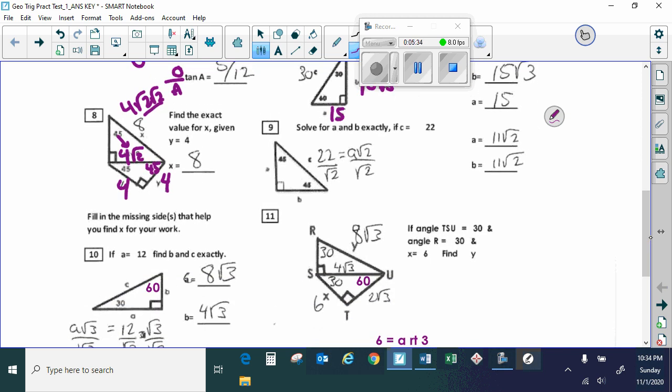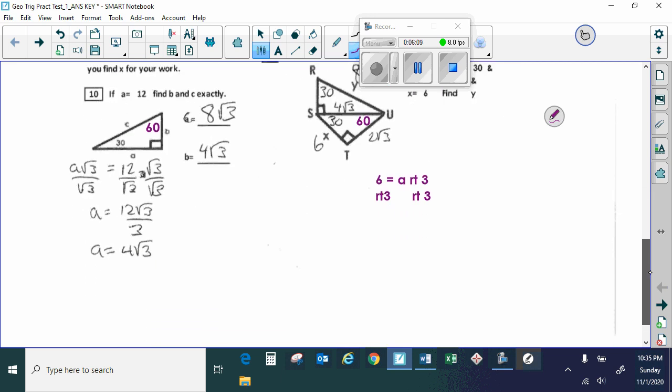Number 9 is specifically just a 45, 45, 90, and given that C is 22, remember we set that equal to A root 2, divide by root 2 on both sides, and then rationalize. So I multiply by root 2 over root 2, and I get 22 root 2 over 2, which simplifies down to 11 root 2. And don't forget the shortcut: take your C, divide by 2, and multiply that answer by root 2. So 22 divided by 2 is 11, times root 2 is 11 root 2.